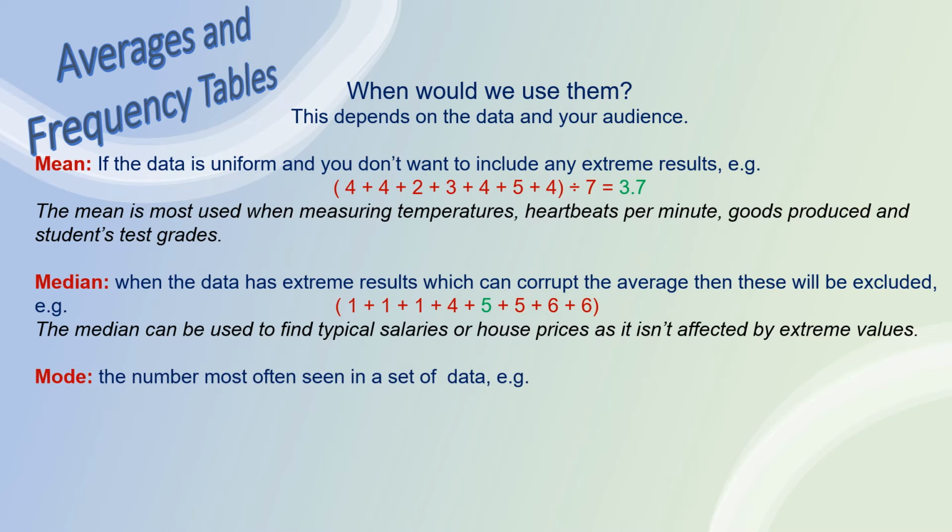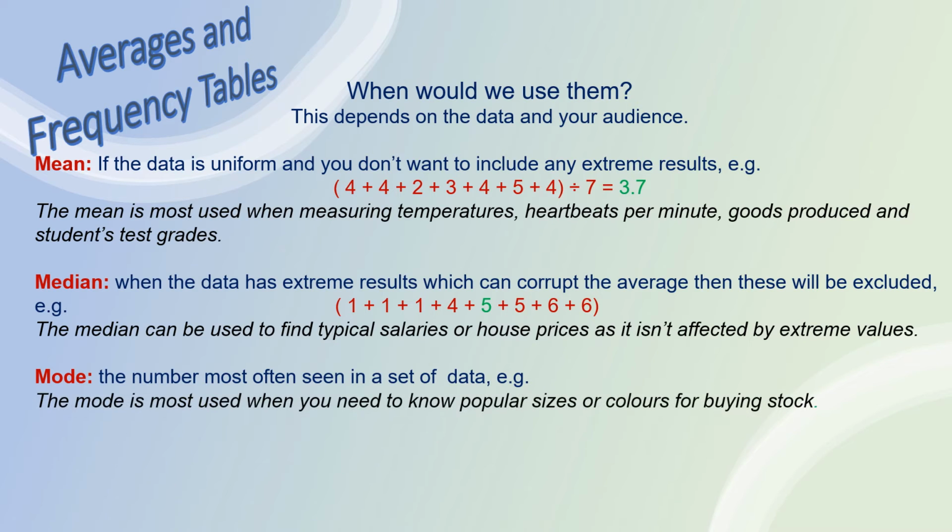Mode, the number most often seen in a set of data. This is mainly used if you need to know popular sizes or colours for buying stock. If you look at this set of data here, and you're talking about the mode and you want to order stock, you can see your most popular size. This could be shoe sizes or dress sizes. So your most popular sizes are your 5s and your 6s and your 4s. So you would order more of these on the next order rather than get the other ones in.